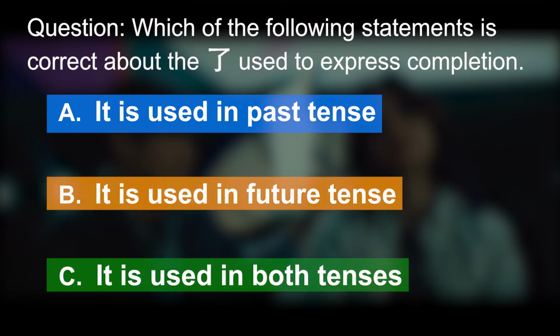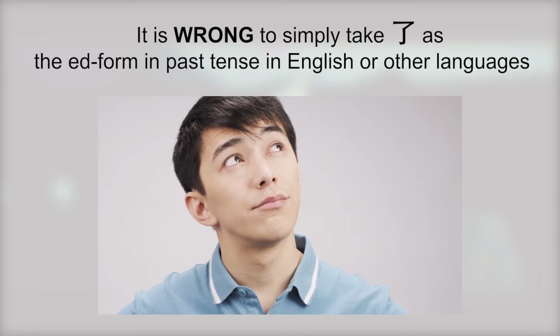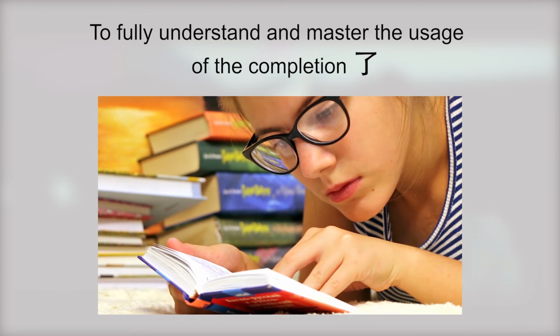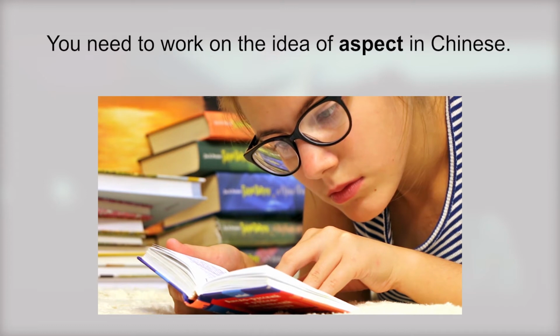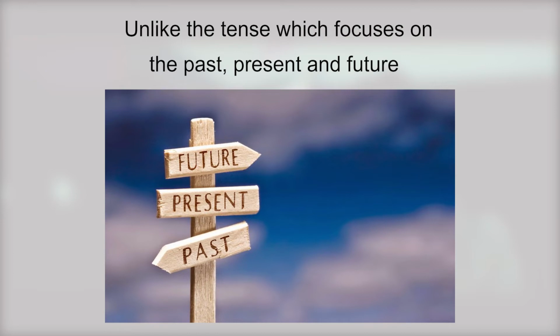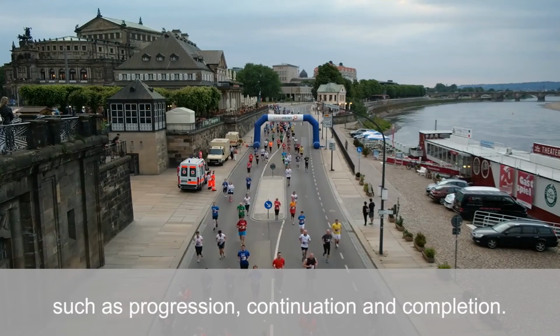Question: Which of the following statements is correct about the 了 used to express completion? It is wrong to simply take 了 as the ed form in past tense in English or other languages. To fully understand and master the usage of the completion 了, you need to work on the idea of aspect in Chinese. Unlike the tense, which focuses on the past, present, and the future, aspect refers to the different stages of an action, such as progression, continuation, and completion.